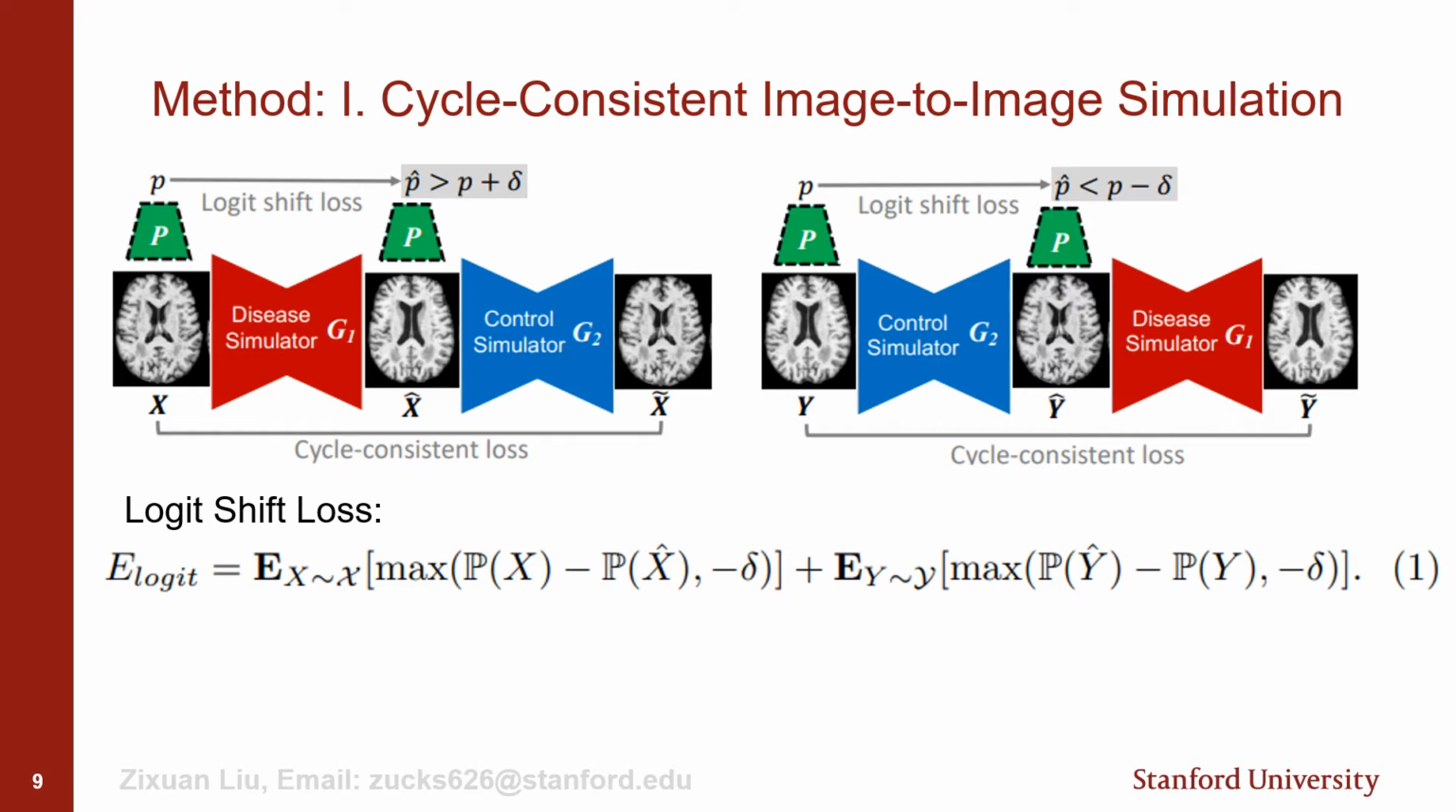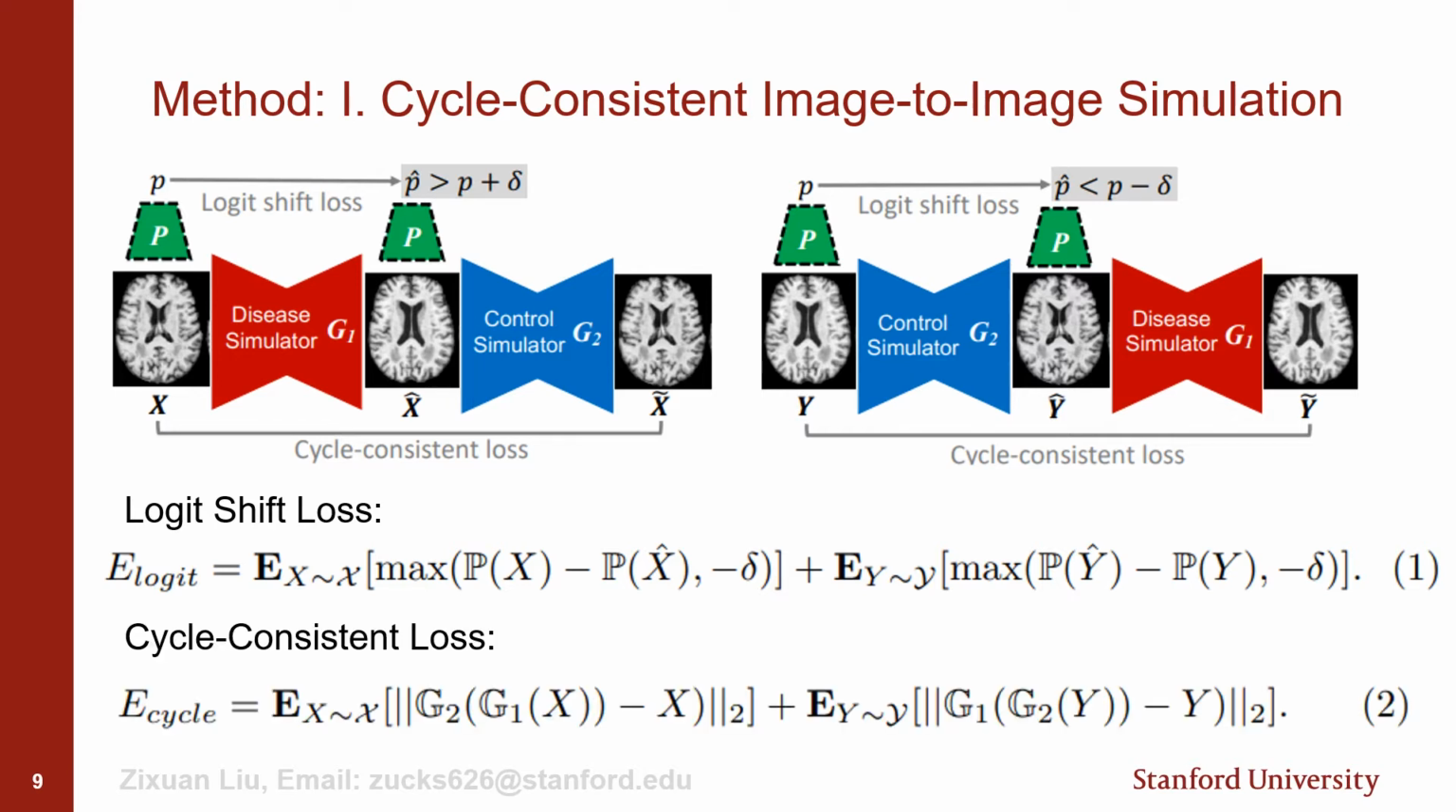This loss helps the simulator to learn how to formulate the disease alteration. We also give a mathematical formulation of the cycle consistency loss, which is to measure the similarity between the raw image and the cycle-back image in both directions using the L2 norm.